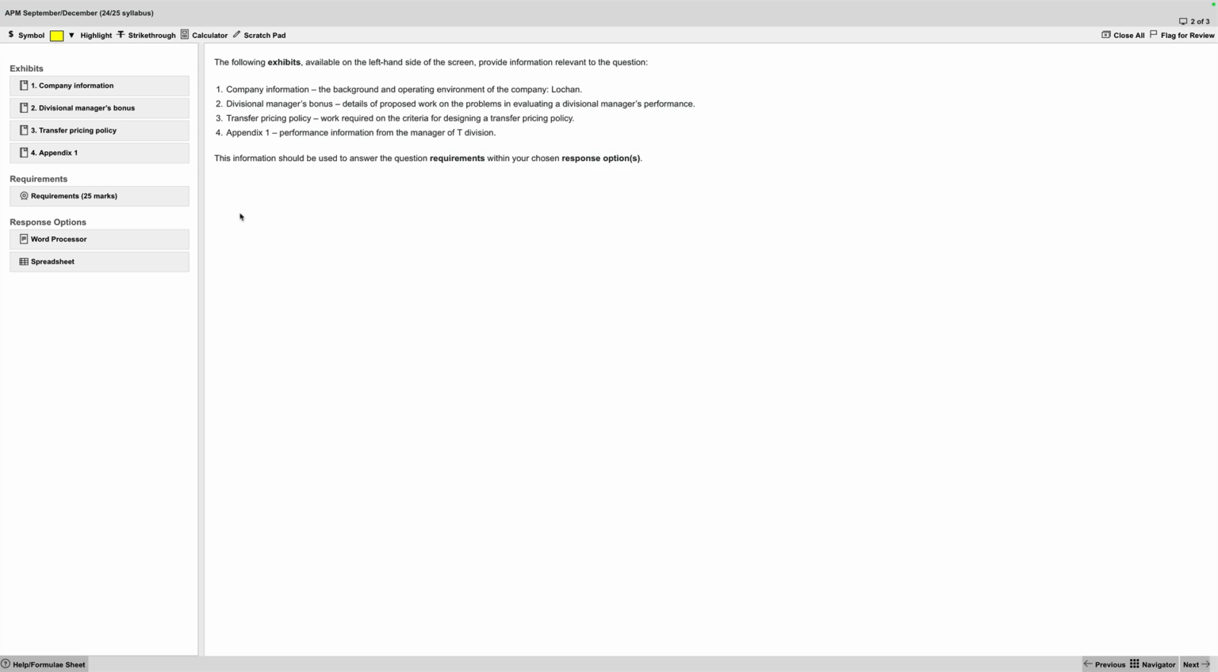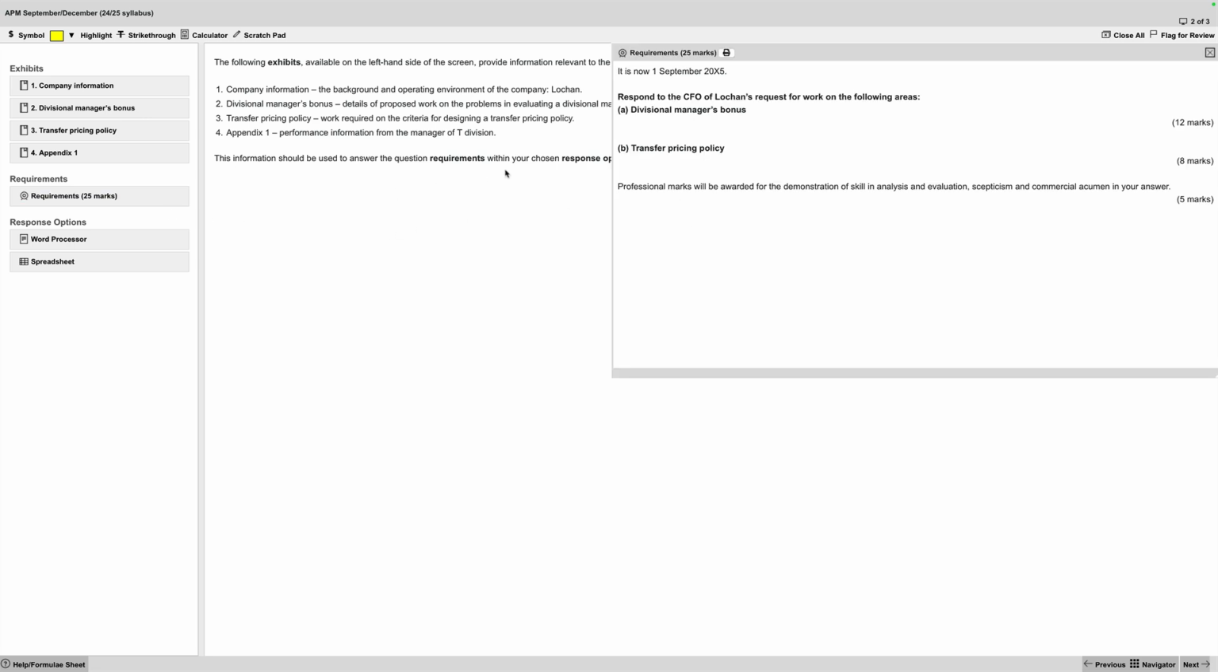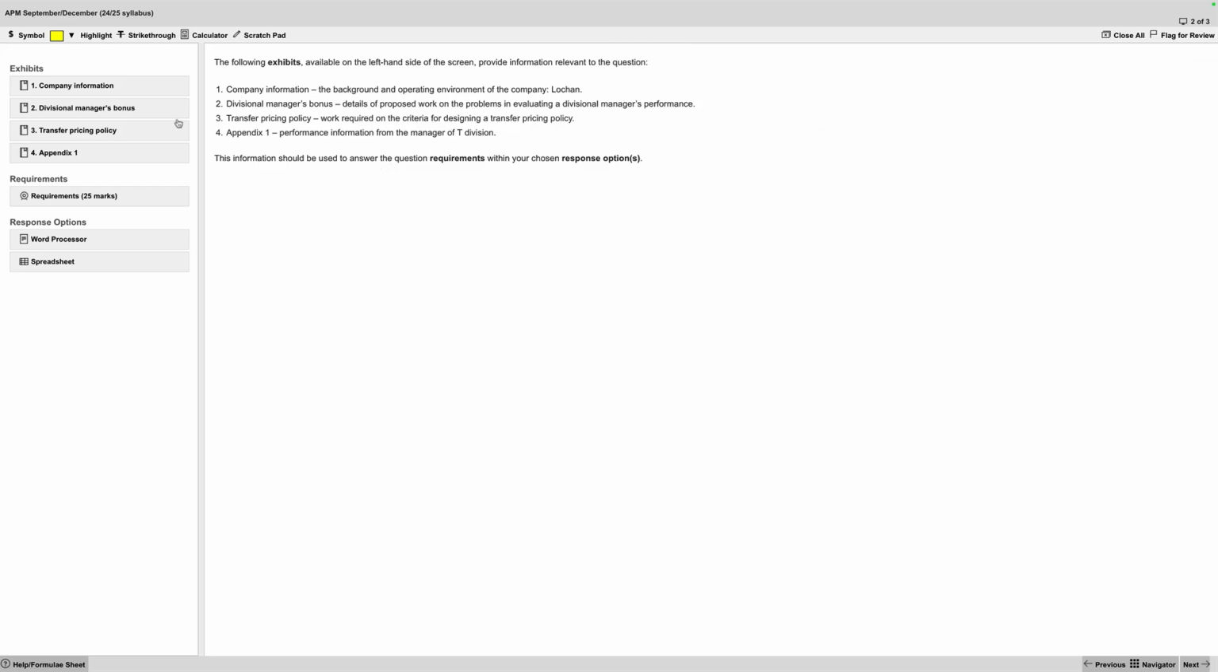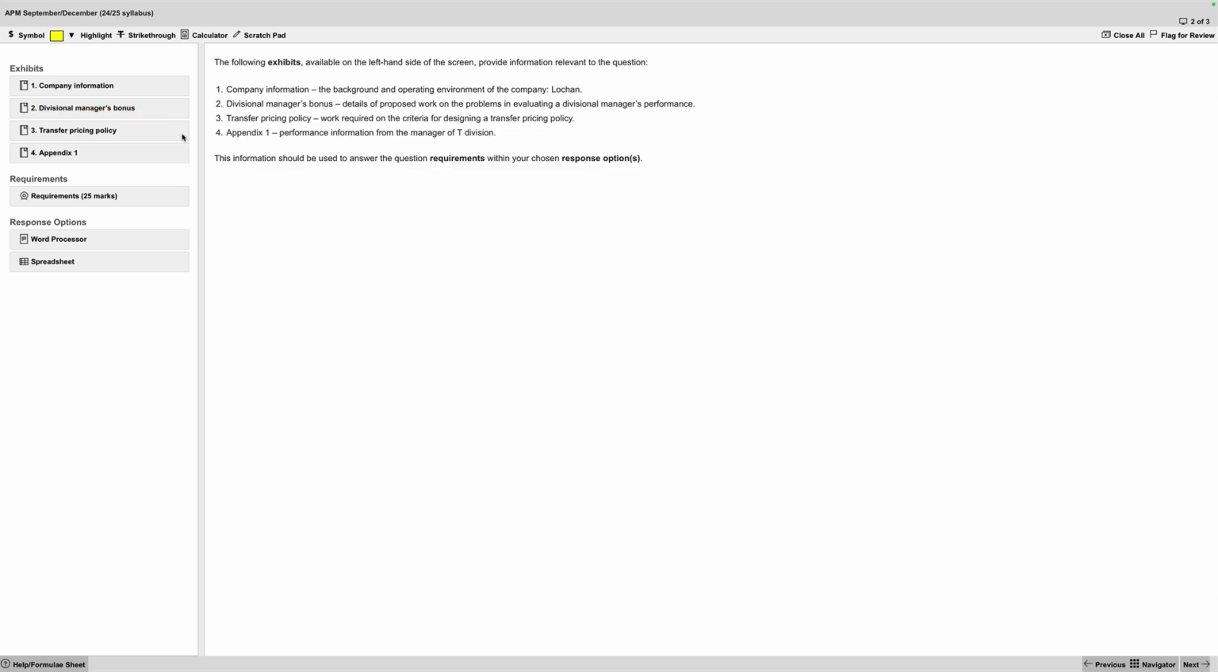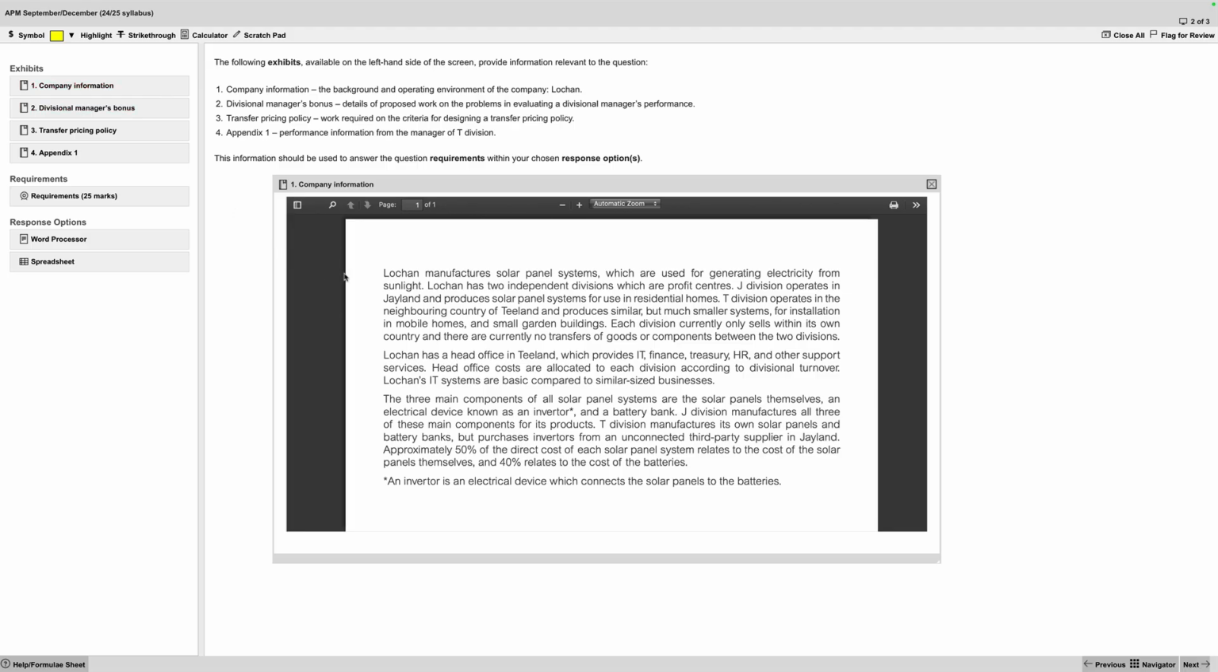Right, let's have a look at this question then. So as usual, you'd hit the requirements and you'll see divisional manager's bonus there. And you think, well, what's the requirement? Well, the requirement is always within the exhibit. So you can close that down now and you can go to the bonus and it'll be in there, the requirements somewhere. Okay, but what I want to do is get us to know the company a little bit here.